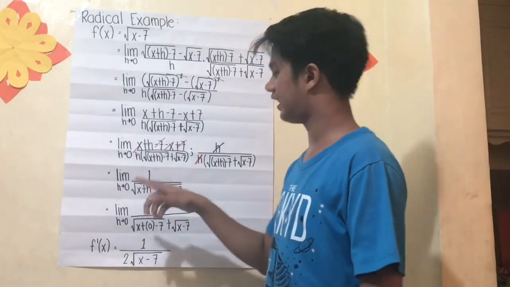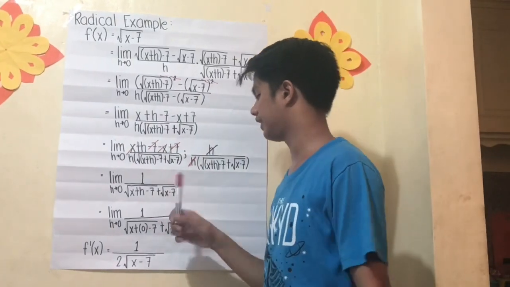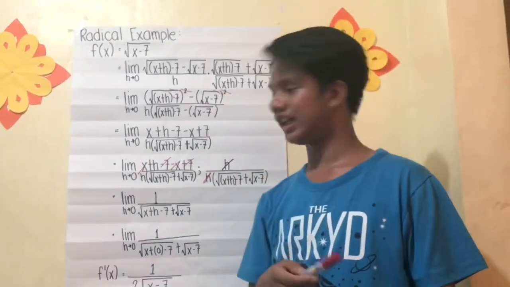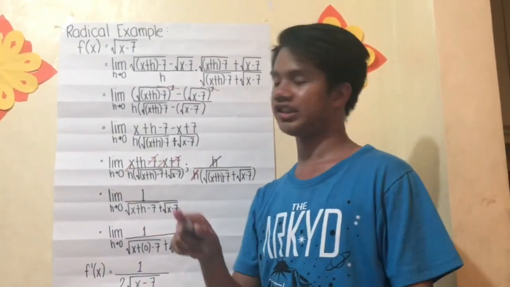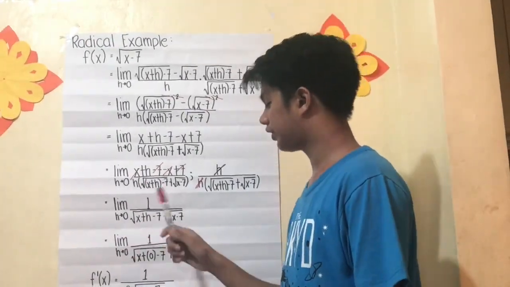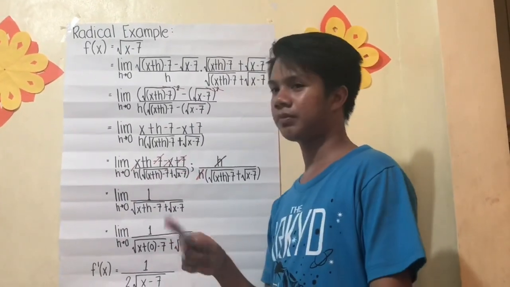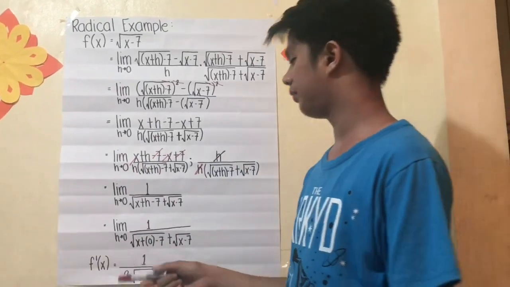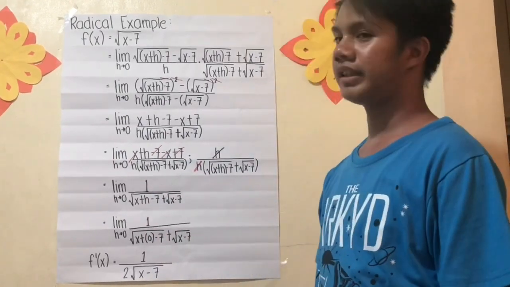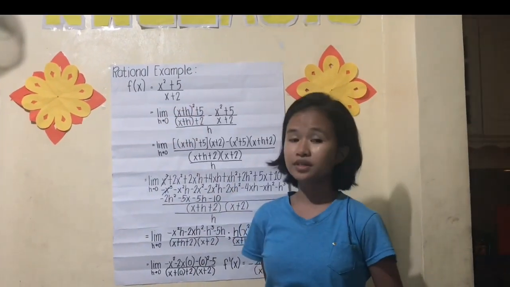After that, we can get the limit of 1 over the square root of x plus h minus 7 plus the square root of x minus 7 as h approaches 0. After that, we need to substitute h with 0 since h approaches 0. So we can have the limit of 1 over the square root of x plus 0 minus 7 plus the square root of x minus 7. And the final answer would be f prime of x is equal to 1 over 2 square root of x minus 7.